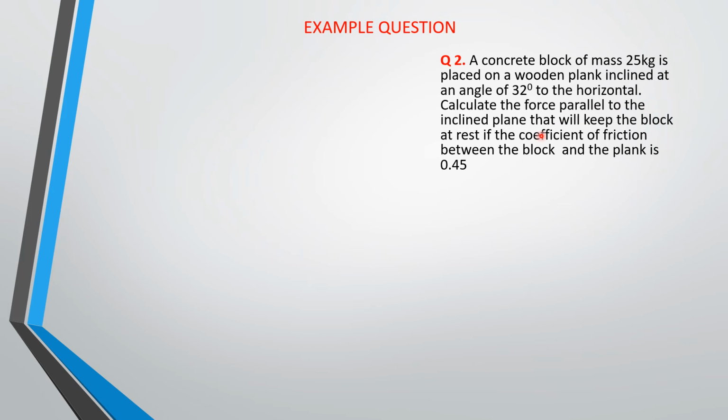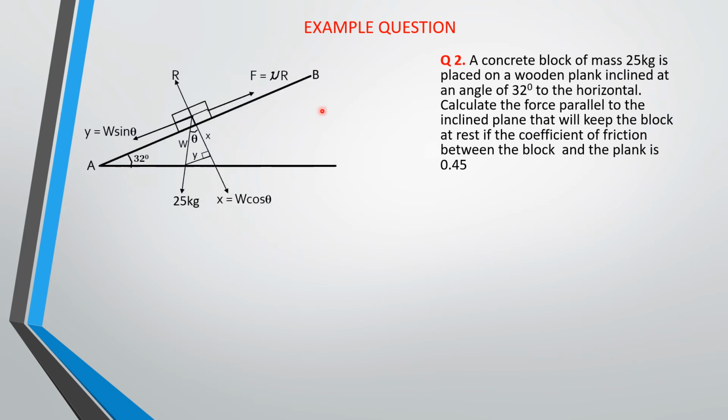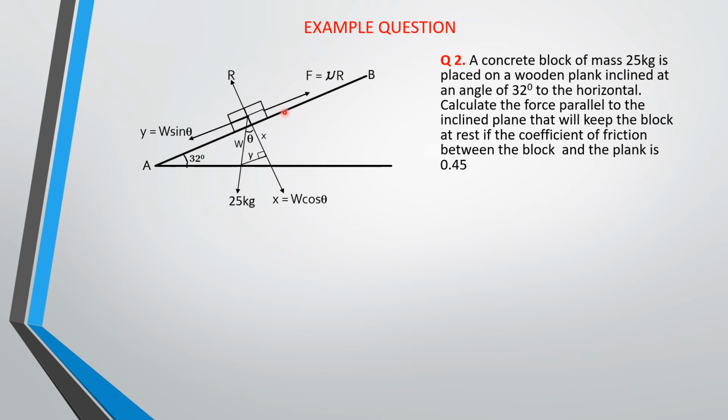Calculate the force parallel to the inclined plane that will keep the block at rest if the coefficient of friction between the block and the plank is 0.45. So here you are looking for the force. Naturally, when the block is on the plane, it is supposed to slide. So now you are looking for the force that will keep this block at rest, that will make it not move.